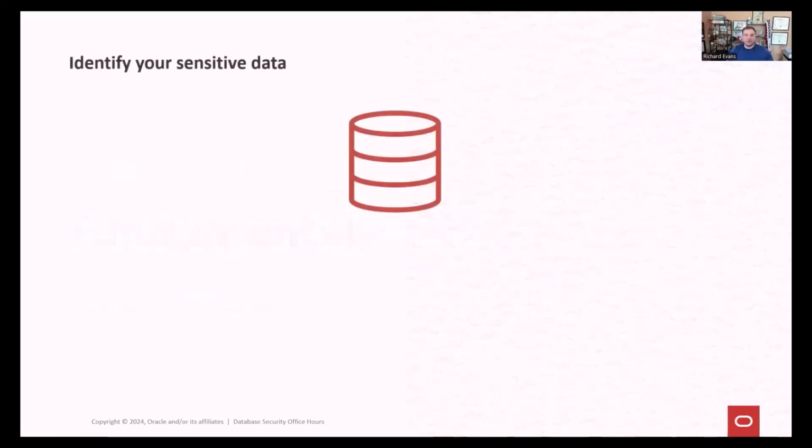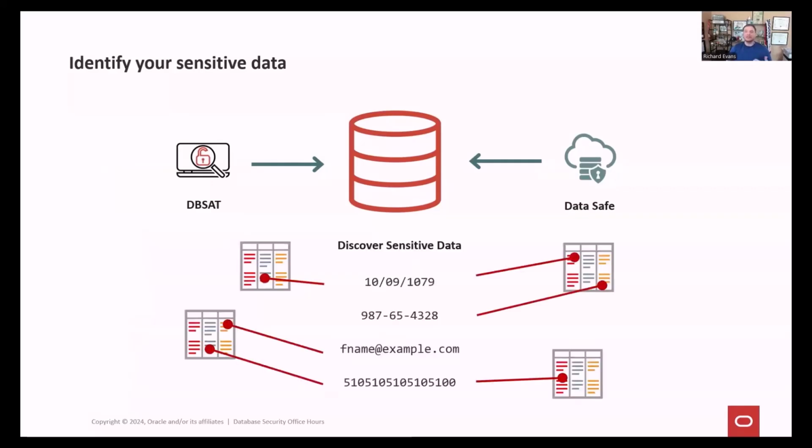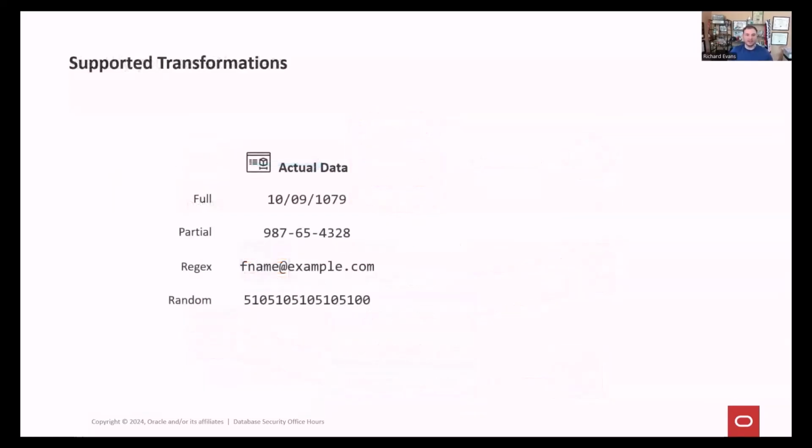So how do you use it? All right, the first thing is identifying your sensitive data. Like Nazia said, you can use DBSAT. That can be included in Audit Vault and Database Firewall, or you can use Oracle Data Safe. But we need to know what sensitive data we have in the database in order to mask it. So let's say we discover dates of birth, social security numbers, social identifier numbers, email addresses, or credit card or account numbers that we want to mask, right? We want to identify this data first, and then decide how we want to mask it, what we want to do with that data.